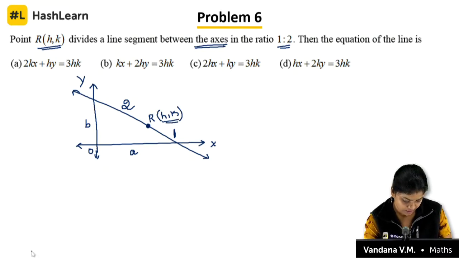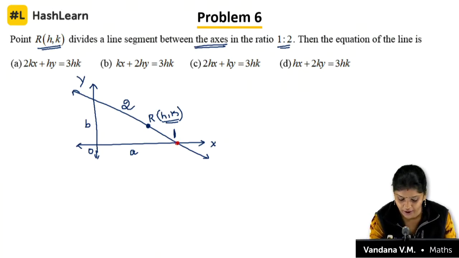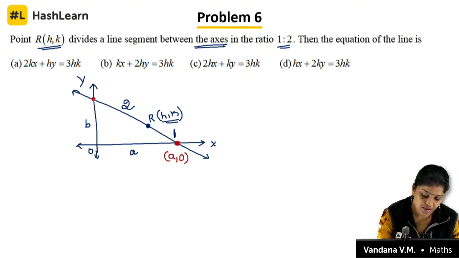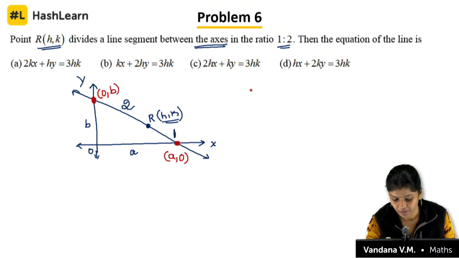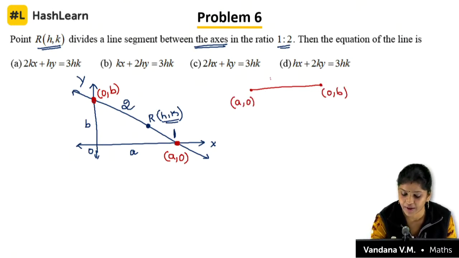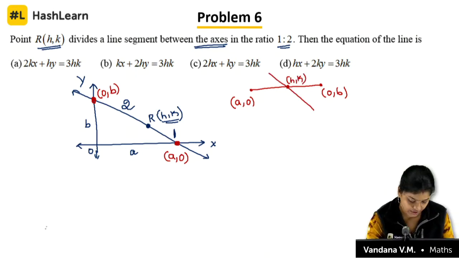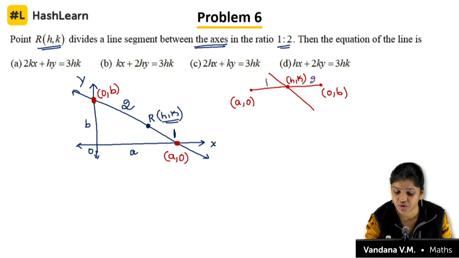Now see here. This point becomes, on the x axis, a comma 0. This point becomes, on the y axis, 0 comma b. Now see, the question became like this. There is a point a comma 0, one more point is 0 comma b, and they divide at the point h comma k. At what ratio is it dividing? It is dividing in the ratio of 1:2.